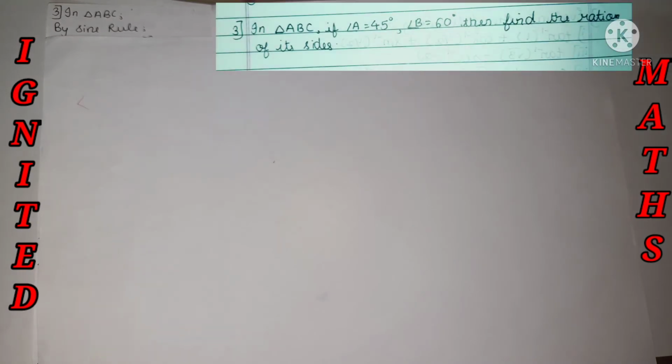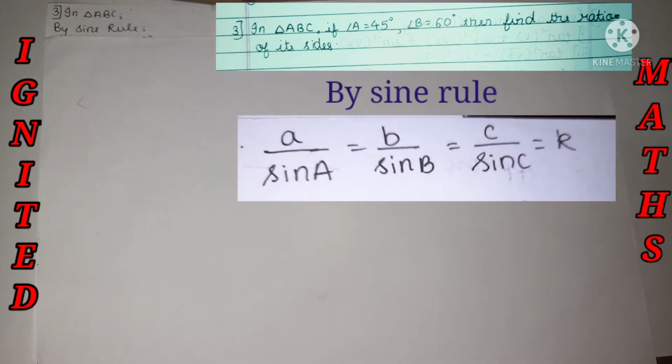Let's start with the third main question. So in triangle ABC, angle A is given and angle B is given, and we need to find the ratio of the sides. That is nothing but a ratio to b ratio to c. In this format we need to find the value. Now we are going to find this with the help of the sine rule method. That's what we need to do.